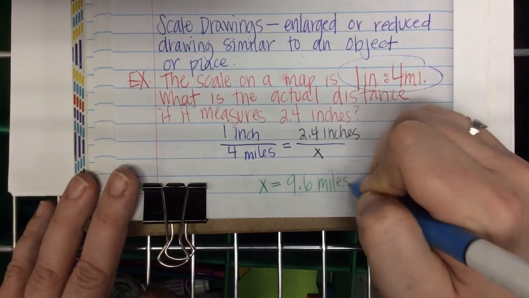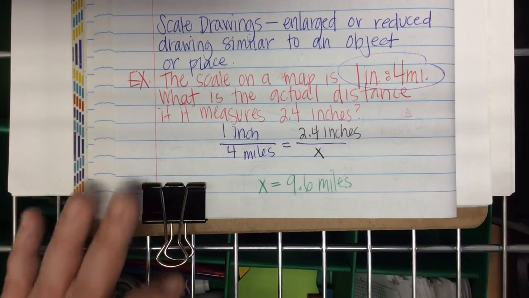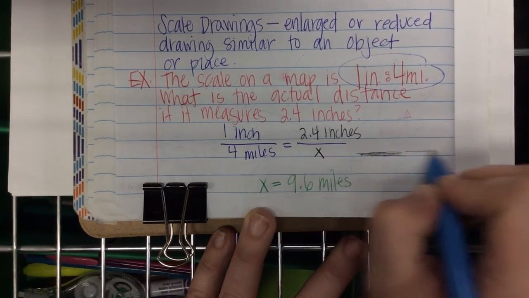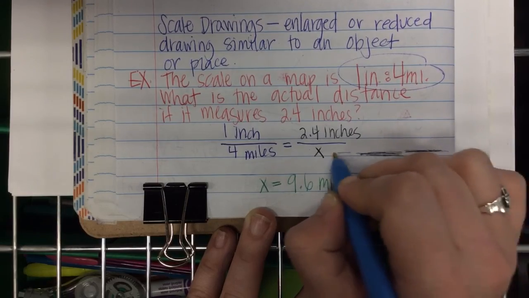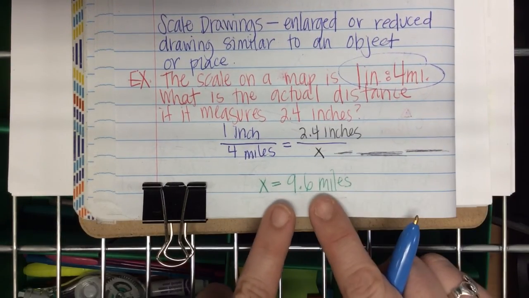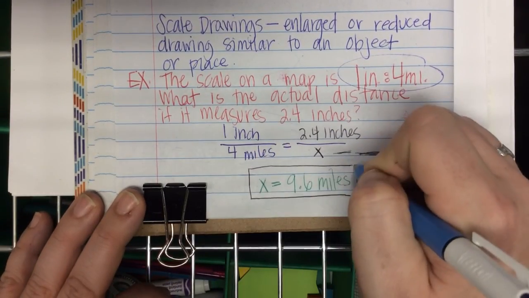Miles. If you look at a map and it's 2.4 inches long, so that's about what? There's an inch, there's an inch, and half an inch. So this long really represents 9.6 miles.